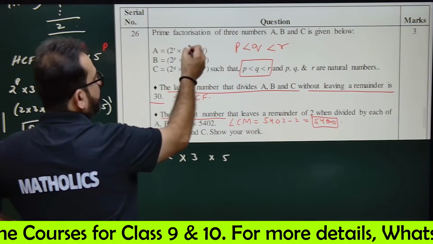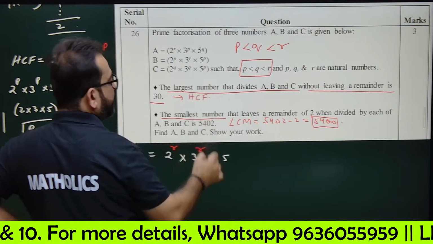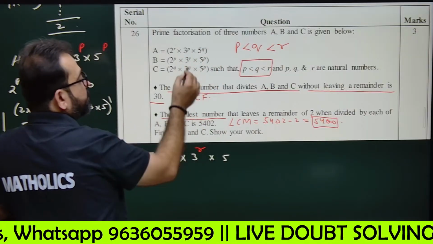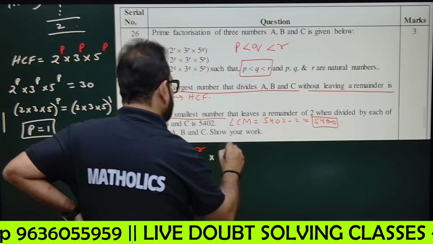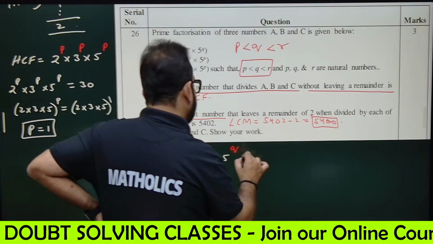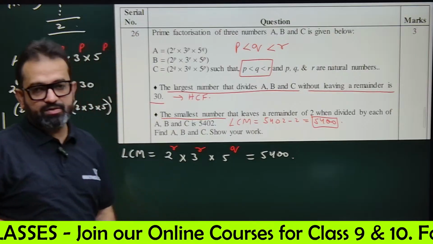3 raised to power P, Q, R. Again it will be R. 5 raised to the power, tell me. Only P and Q are there. And out of P and Q, Q is the bigger one. So it will be Q. Okay. And this LCM is going to be equal to 5400. Say yes or no. Clear? Got the point? Yes or no?